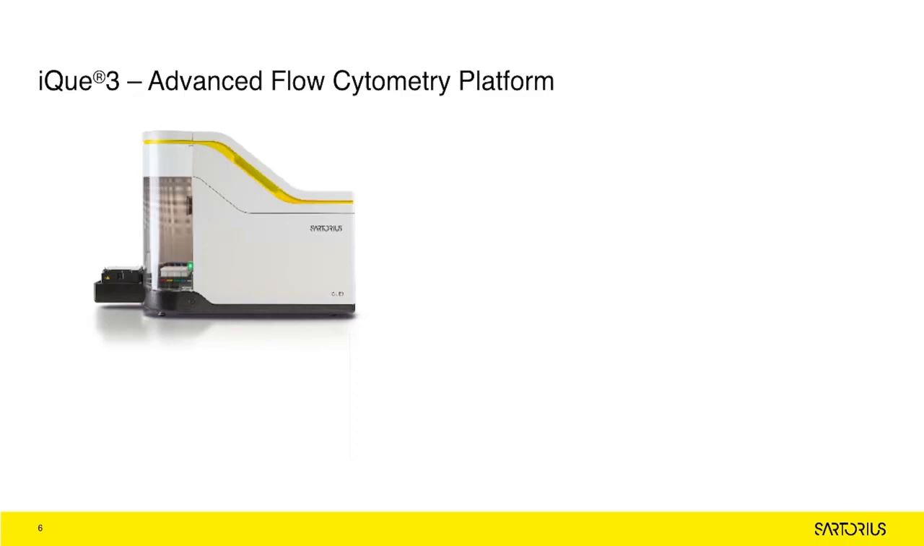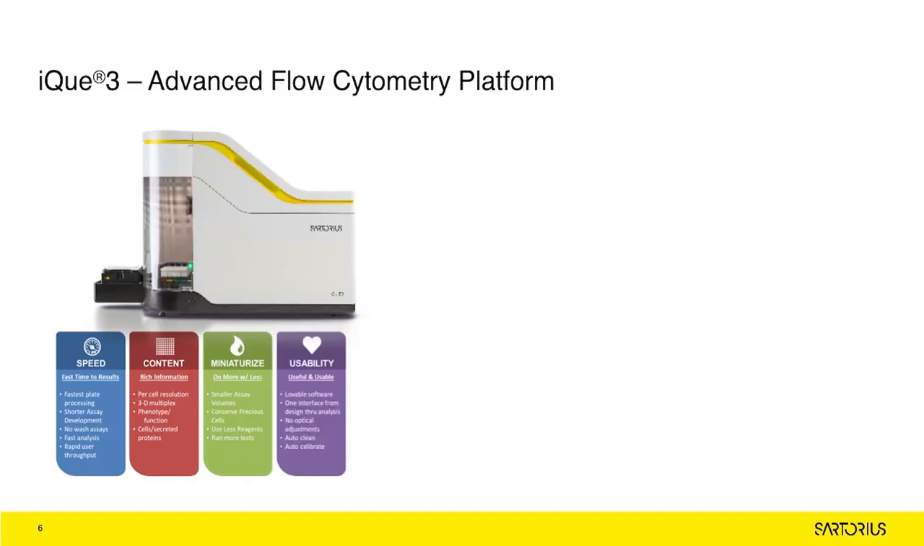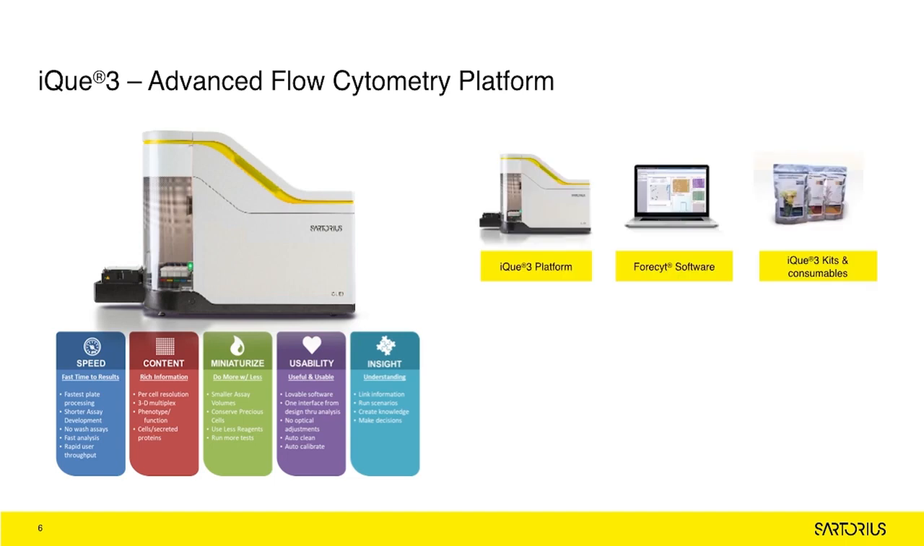The IQ3 Advanced Flow Cytometry platform allows the user to streamline research workflows and achieve fast, actionable results from samples. This is enabled by our advancement in the following key areas: speed, content, miniaturization, usability, and insight. The IQ3 system itself has a patented sampling system which allows for rapid throughput and plate processing, and IQ assays have been designed to be mix and read for ease of use.